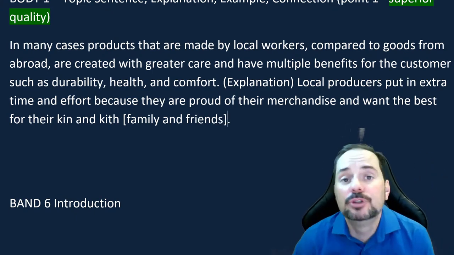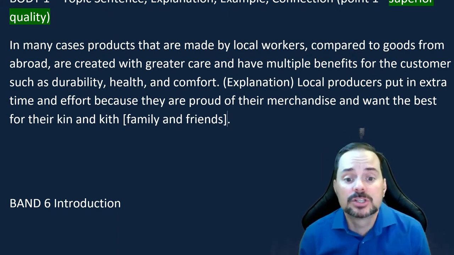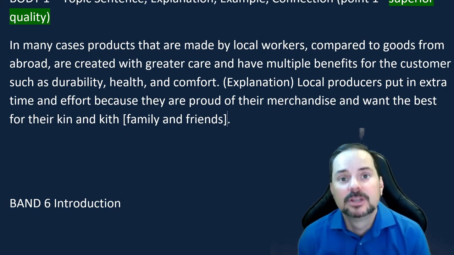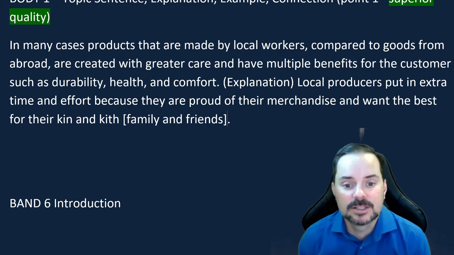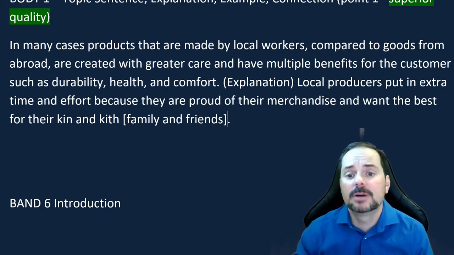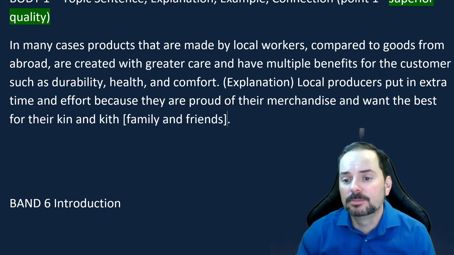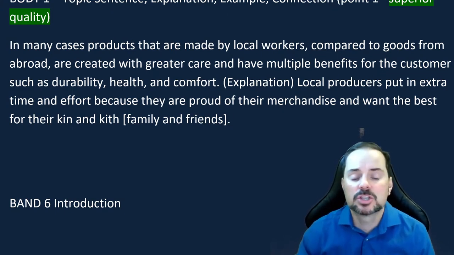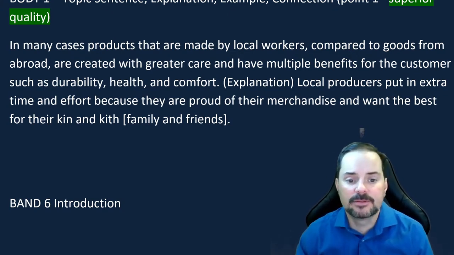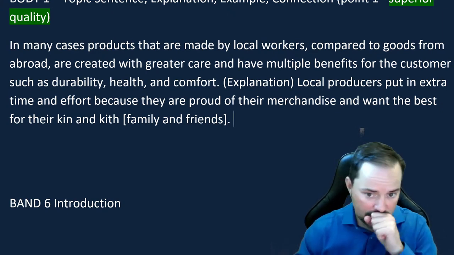If you don't know those words, you can just say family and friends. Local producers produce goods for their own family, friends, citizens. You'd be very ashamed if you made a pair of shoes for your friends and they fell apart after 2 days. So in many cases, products that are made by local workers compared to goods from abroad are created with greater care and have multiple benefits for the customer, such as durability, health, and comfort. Local producers put in extra time and effort because they are proud of their merchandise and want the best for their kin and kith.